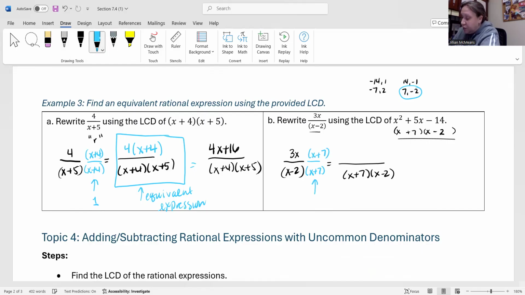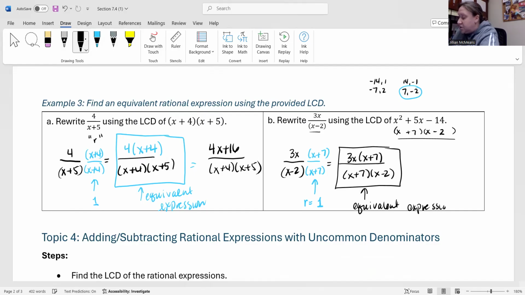So this right here in blue is my r, and it's some weird version of 1. X plus 7 divided by x plus 7 equals 1. So when I go to multiply across, I would just get 3x times x plus 7, and this becomes my equivalent form. So this is the equivalent expression.